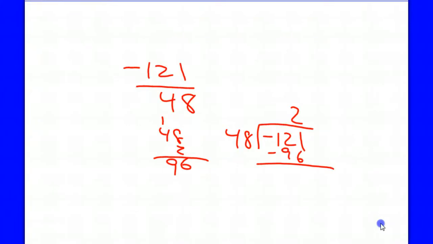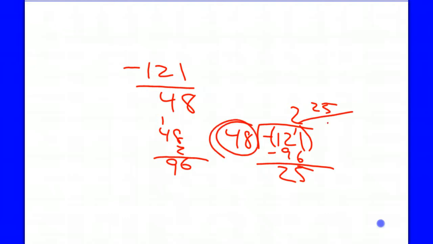Now that is a negative number in there, but we kind of have to keep that aside and think about what that means for our quotient. But when we subtract 121 minus 96, we get 11 minus 9, which is 2. 25 is still being divided by 48. And because we had a negative divided by a positive, the quotient is negative. Think about it. If we multiply this negative times this positive, we'll get a negative. Okay? You've got to work out all those details.